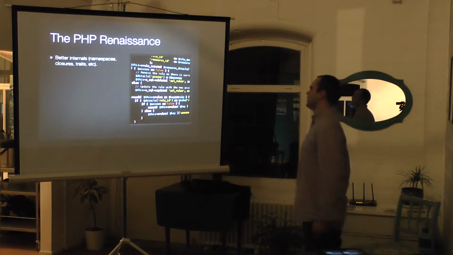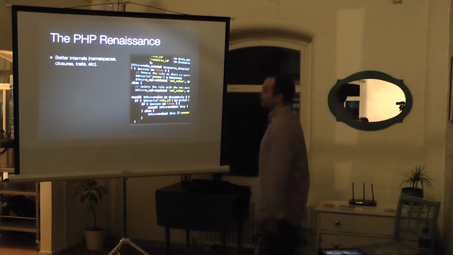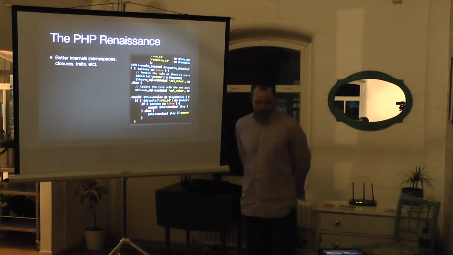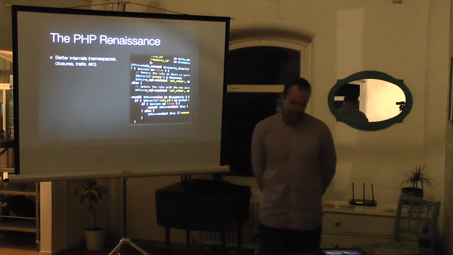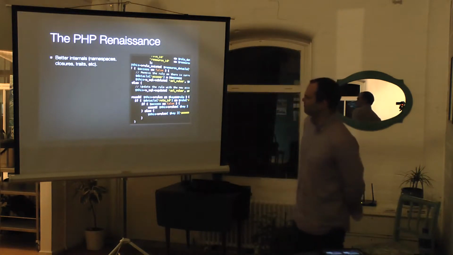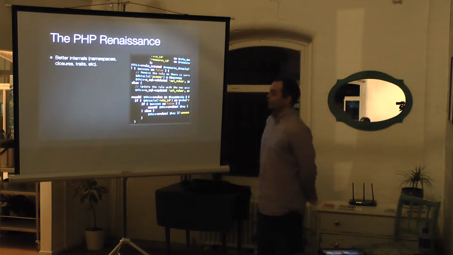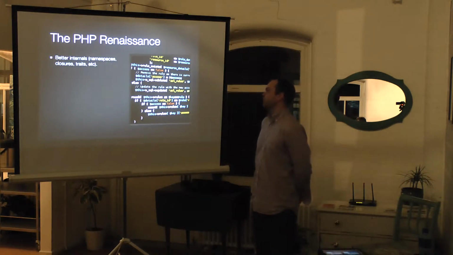And one of the reasons for this is better internals. So PHP 5.3, when it was released, brought in namespaces, closures. PHP 5.4 brought in traits. Just real solid concepts to bring into the language, and frameworks and libraries and things like that all took advantage of these, and they've just improved over time because of it.